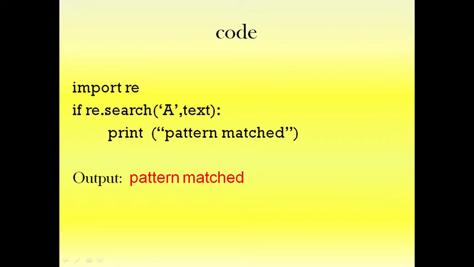So here is a simple example. We've got if re.search and we're looking for an uppercase A. And we're looking in the text. The word text refers to the text you saw in the last slide. If that's matched, we're just going to print pattern matched. So the output, as you can see, is pattern matched. The output is either going to be pattern matched or no output.